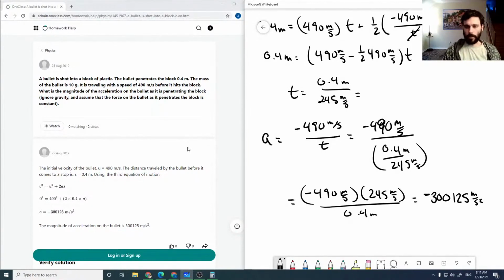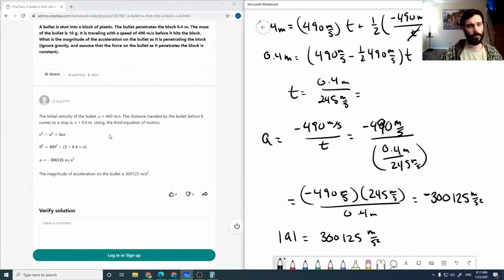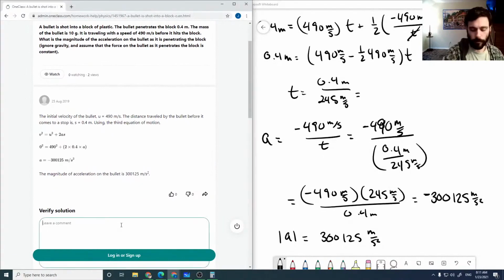And so then the magnitude of our acceleration is the unsigned value, which is just 300,125 meters per second squared. Okay, so to check the solution, that is indeed what was found. So that is correct.